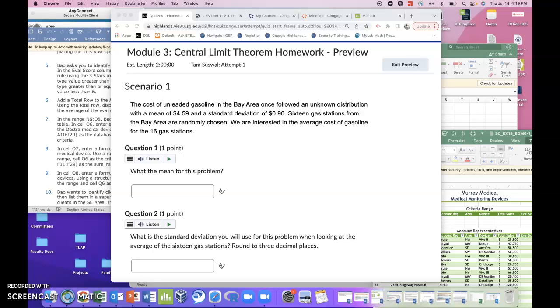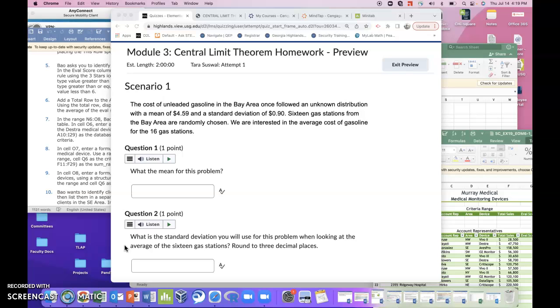Hey everyone, I realized there was a little bit of confusion with this central limit theorem homework, so I just wanted to do the first problem for you so you could see what's happening in this type of work. So the central limit theorem basically gives us a way to take a normally distributed situation and apply it to a specific situation.